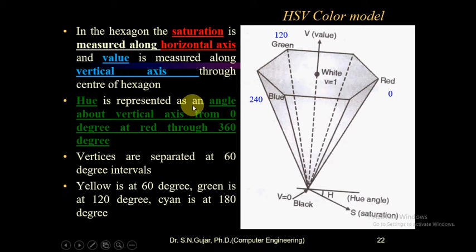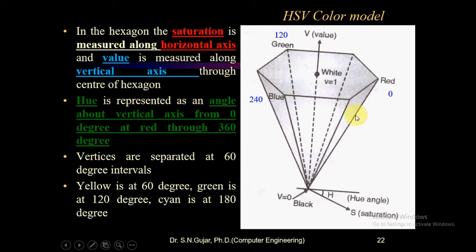Hue is represented as an angle about the vertical axis, from 0 degrees at red through 360 degrees. That is going to vary the H value. Vertices are separated at 60 degree intervals. Yellow is at 60 degrees, green is at 120 degrees, and cyan is at 180 degrees. So that is going to complete our 360 degrees.